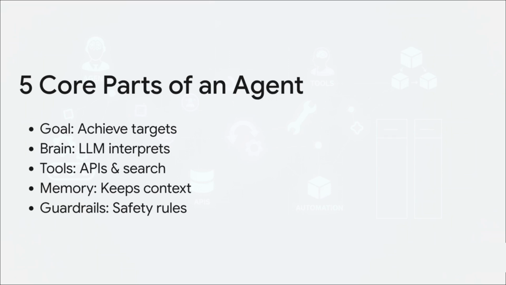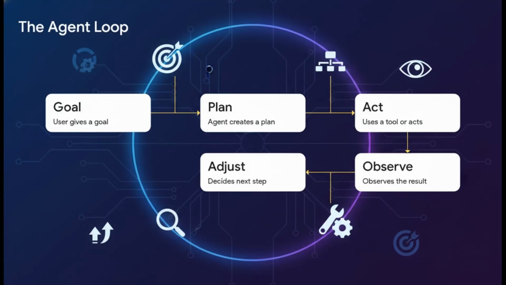Fourth is memory, so it can keep track of context and remember its past decisions. And finally, guardrails. Those are your safety rules, because you definitely don't want your AI accidentally deleting your term paper or sending half-finished emails to your boss. Now, these 5 components all come together dynamically in what we call the agent loop. It's a continuous, evolving cycle. The agent gets a goal, it creates a plan, it acts by using a tool, it observes the result of what it just did, and then it adjusts its next step based on what it learned.